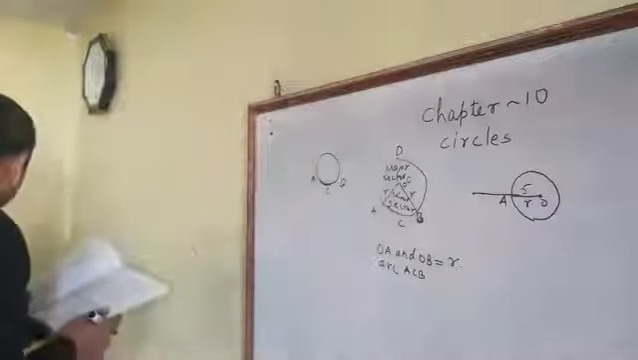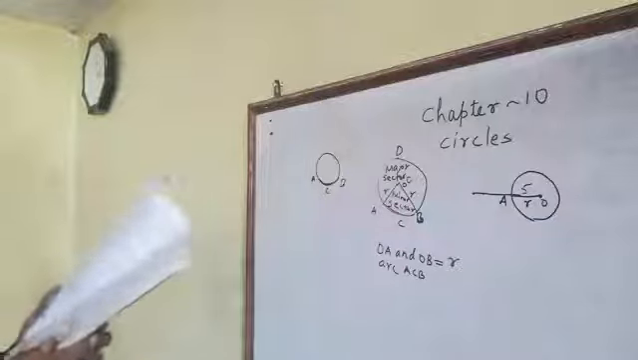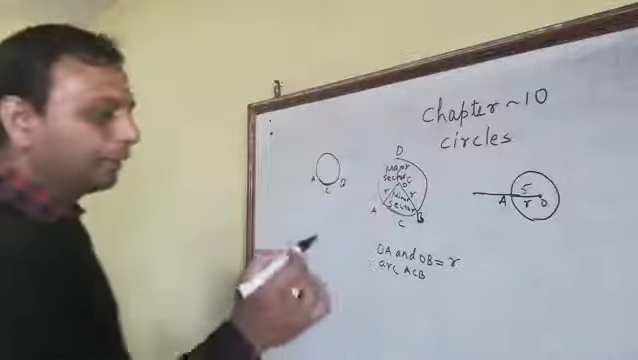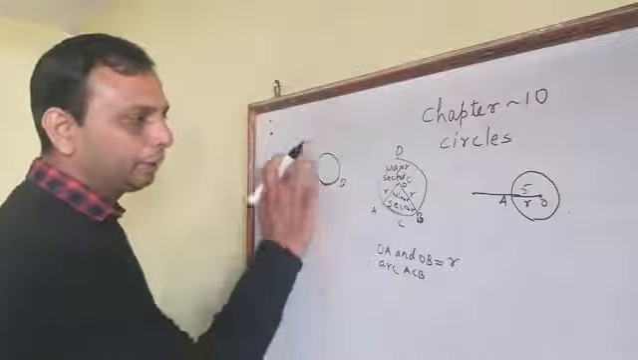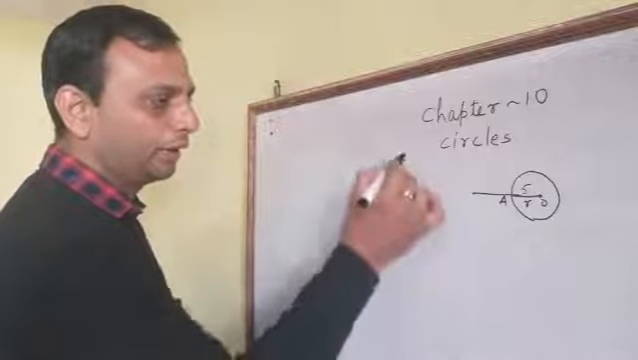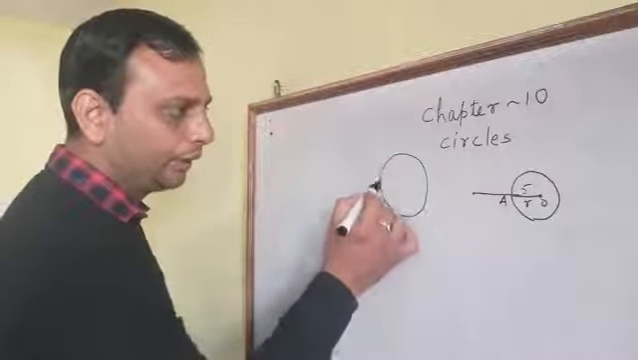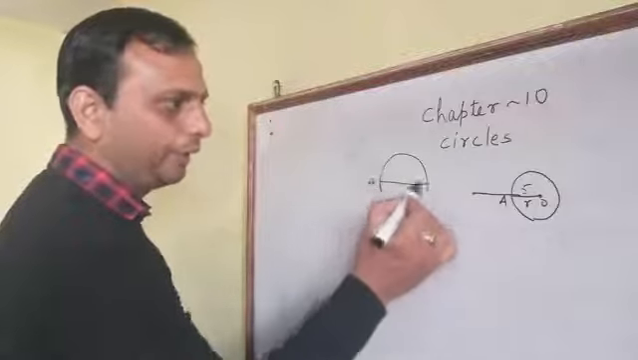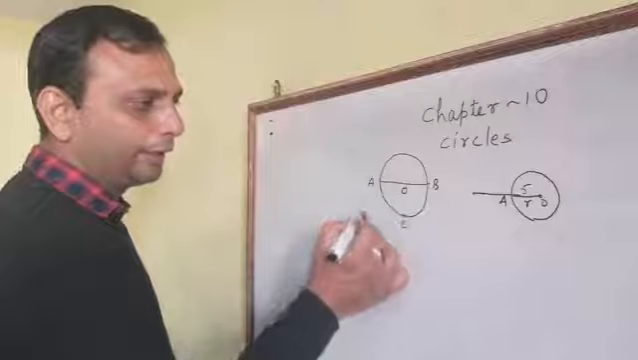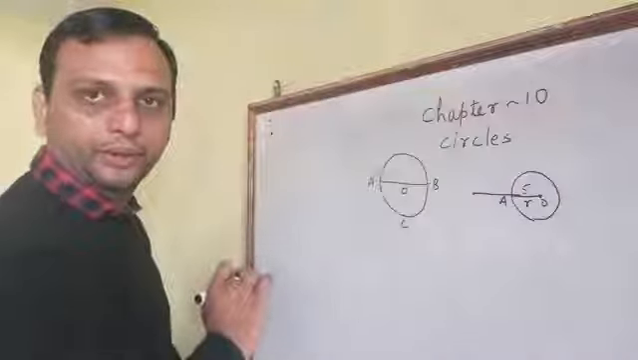Now, according to the question, what is the arc? The arc is a semicircle when it forms the end of a diameter. Suppose this is a circle, and this arc is forming the diameter. AB is the diameter, O is the center of the circle, and suppose this is the arc. ACB is the arc, and it is forming the diameter.